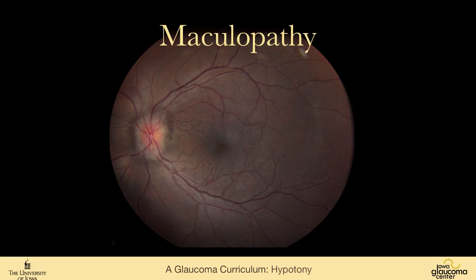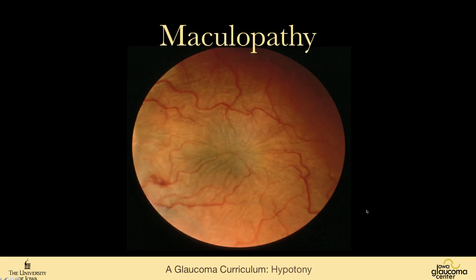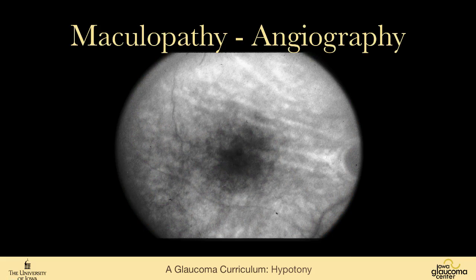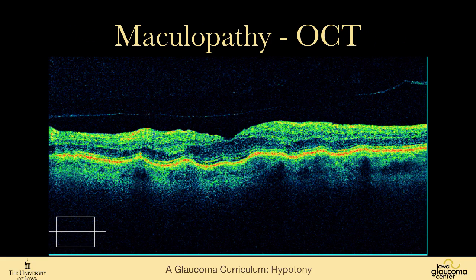One can get hypotony maculopathy, particularly in young individuals. It seems that choroidal effusions are more common in older individuals and hypotony maculopathy more common in younger individuals. You can see all of these folds in the macula. Just another example of maculopathy and on angiography showing the folds in the macula and also on OCT.